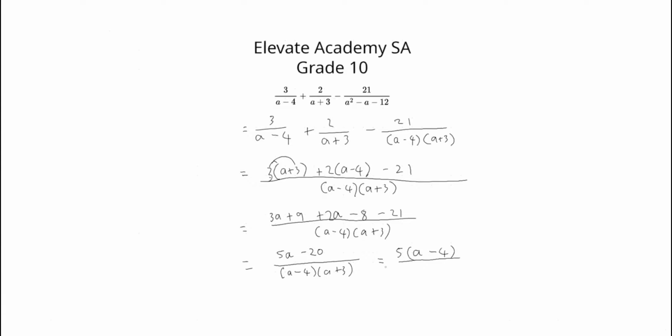And getting back to this example, we have a minus 4, a plus 3, and here we see that we have a minus 4 in the numerator and the denominator, and we can cancel that out. And our final answer will be 5 over a plus 3.